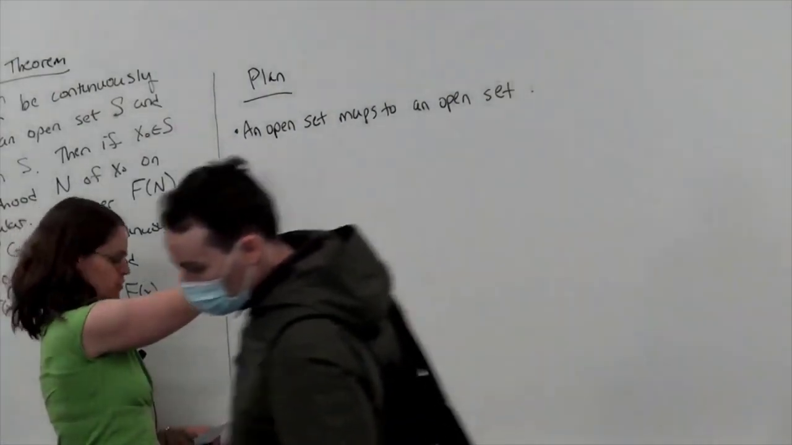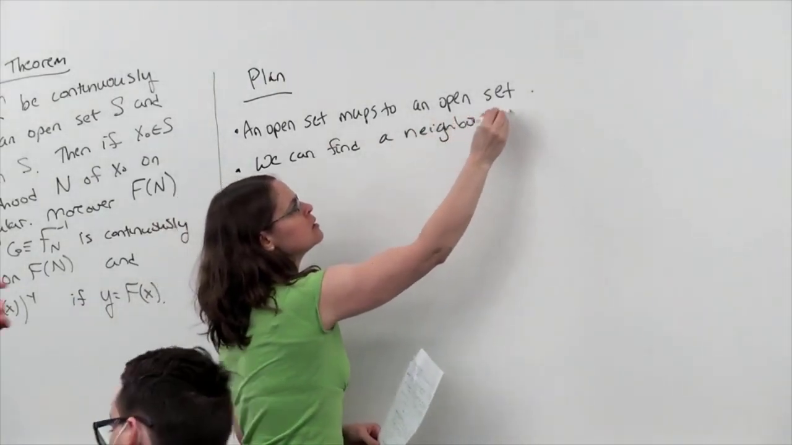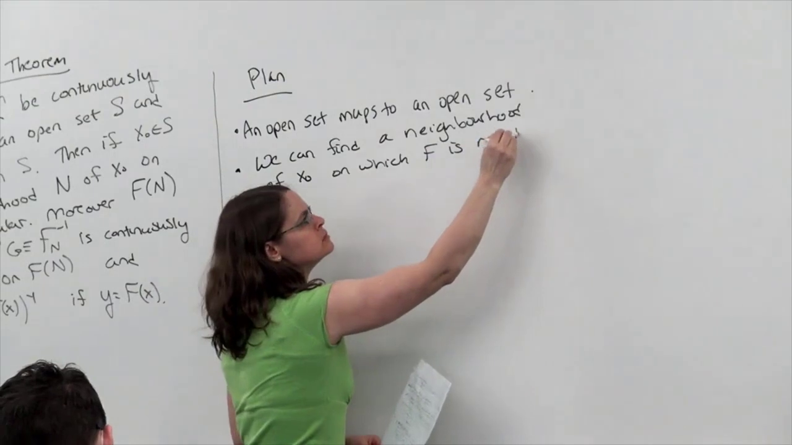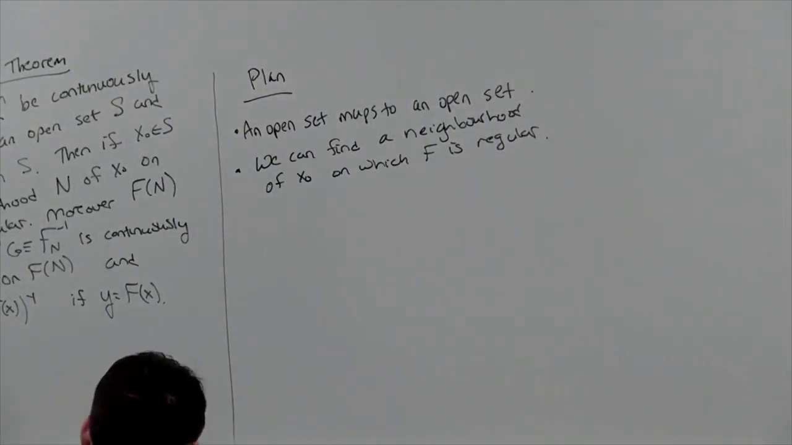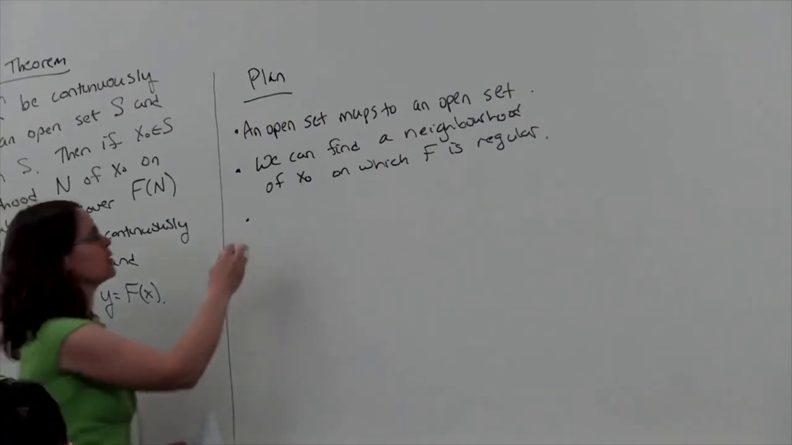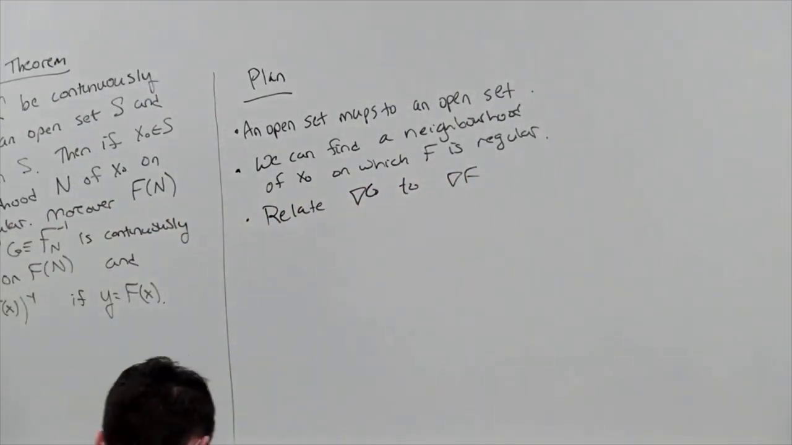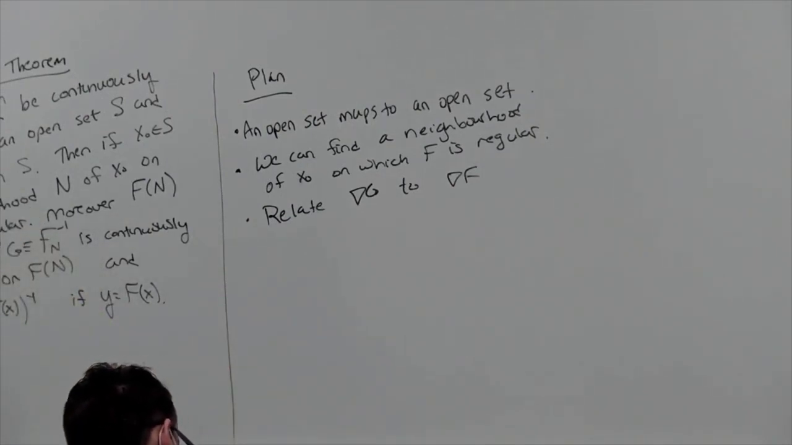Then we'll say that we can find a neighborhood of x naught on which f is regular. That part, it turns out, will be surprisingly easy to prove. And then finally, we want to say something about the Jacobians. Our last step will be to relate the Jacobian of g to the Jacobian of f. That will more or less come down to how we usually work out Jacobians: we use the definition of differentiability, and we'll have to show that g satisfies the definition of differentiability with this object as its Jacobian.